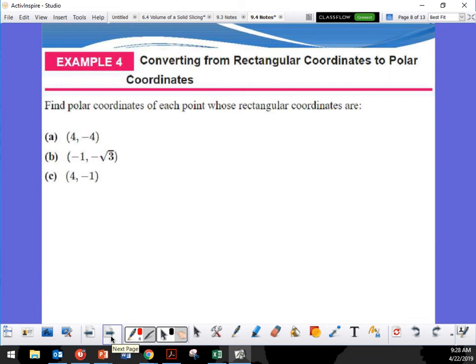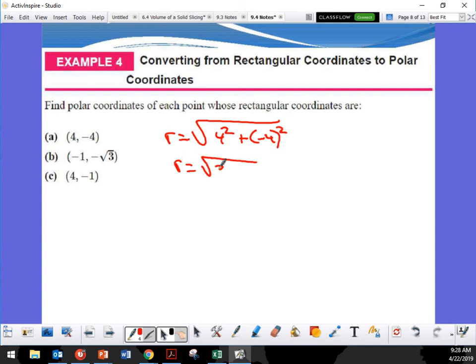All right, find polar coordinates. So first, R equals square root of 4 squared plus negative 4 squared. R is 16 plus 16, square root of 32. And that's going to give me 16 times 2? Yeah. So R is equal to 4 rad 2. Okay, so there's the radius, and now let's find theta.